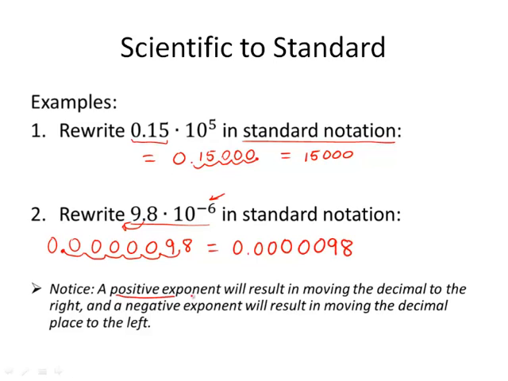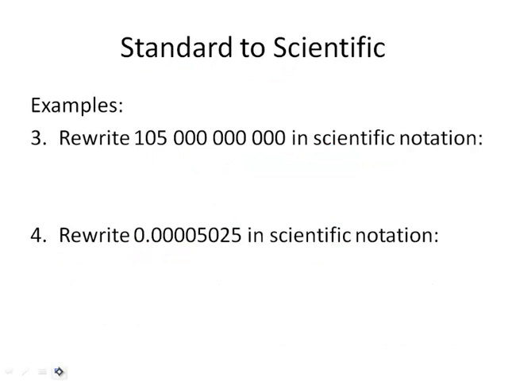So you'll notice that positive exponents result in moving the decimal to the right, negative exponents result in moving the decimal to the left. That's when you're converting from scientific notation out into standard notation. You could also be asked to convert standard notation numbers to scientific notation.